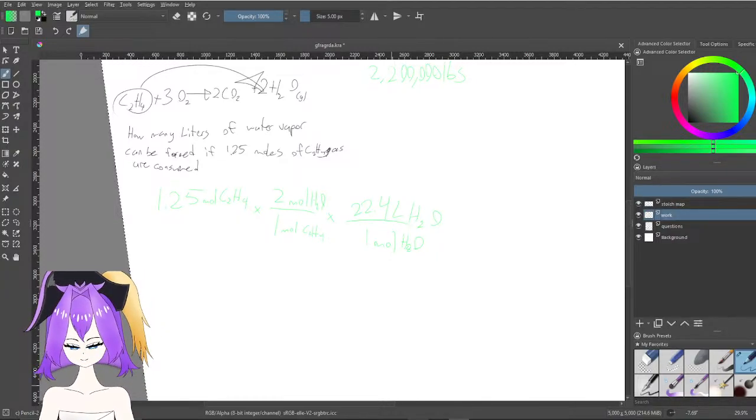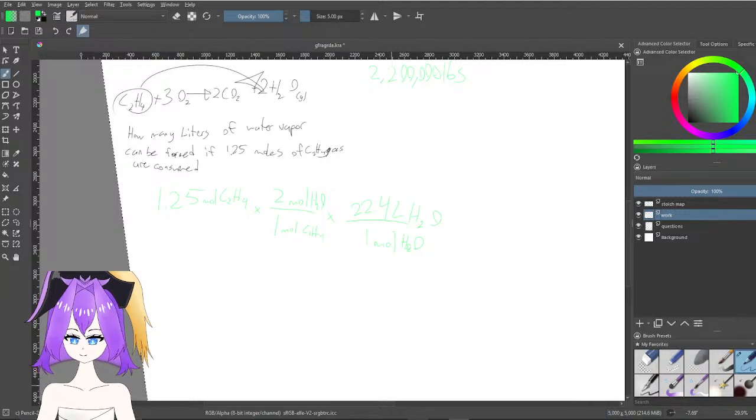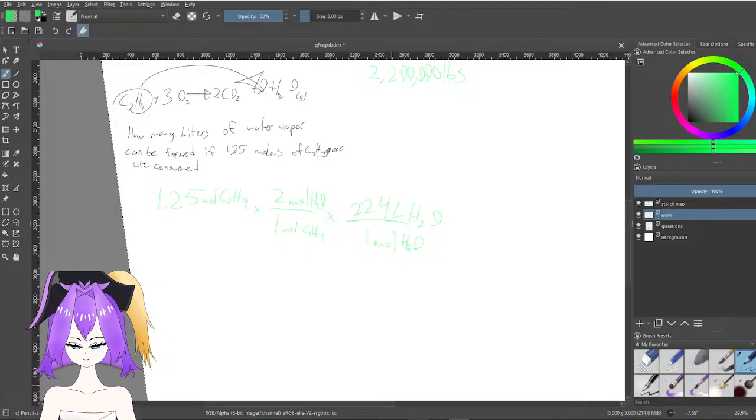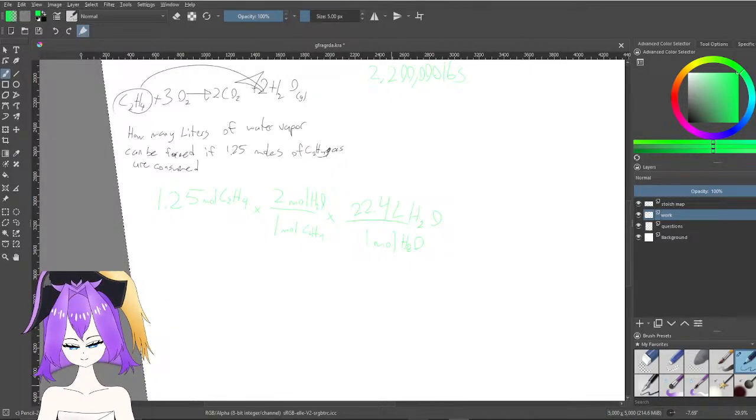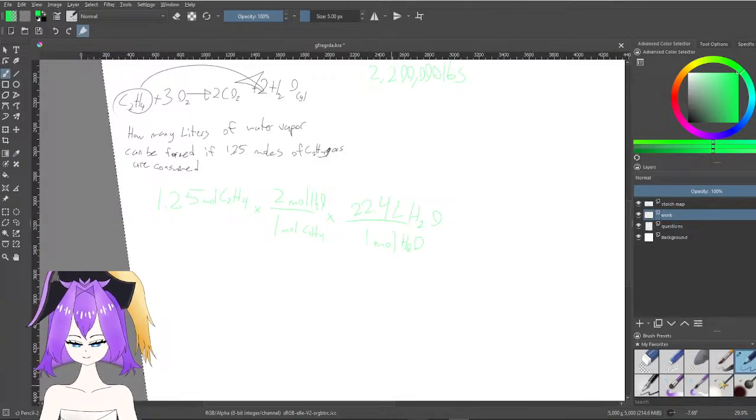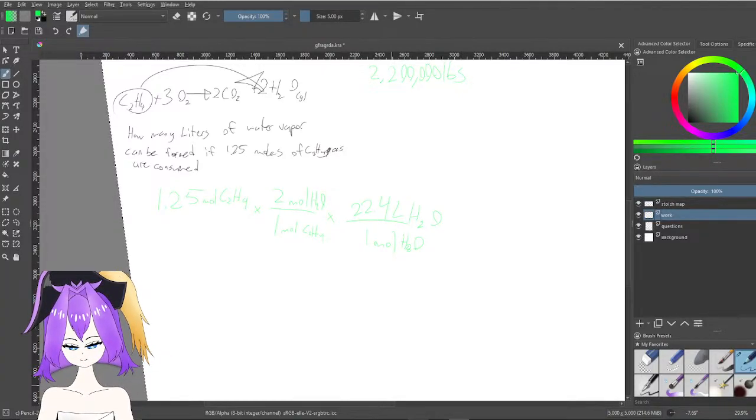C2H4 times 2 moles H2O, 1 mole C2H4, times 22.4 liters of H2O over 1 mole of H2O.